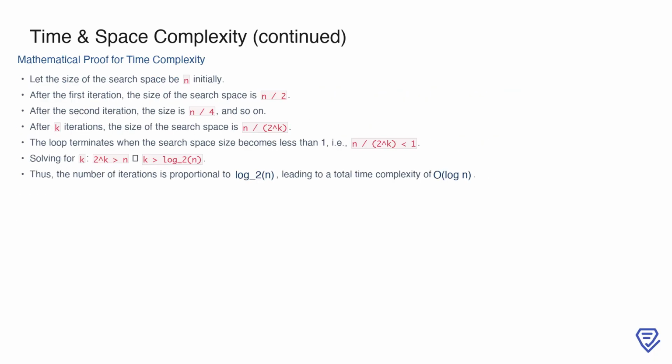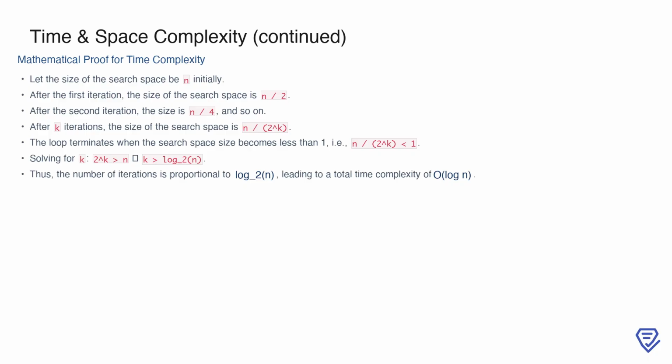To mathematically prove the time complexity of O(log n), consider the size of the search space at each iteration. Initially, the search space contains n elements. After the first iteration, the search space is halved to n/2. After the second iteration, it is halved again to n/4, and this process continues.